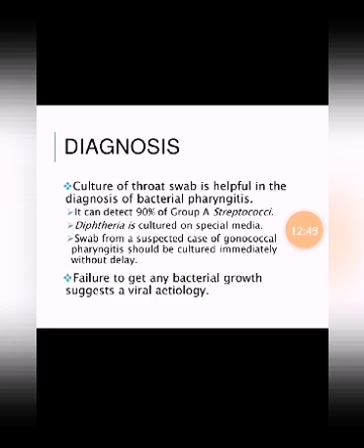Now, how to diagnose this? We have the culture of the throat swab. It is very helpful in the diagnosis of bacterial pharyngitis. It can detect 90% of group A streptococci. Diphtheria is also cultured in a special media. A swab from a suspected case of gonococcal pharyngitis should be cultured immediately without delay. It means if you delay, then this bacteria cannot be found and cannot be diagnosed.